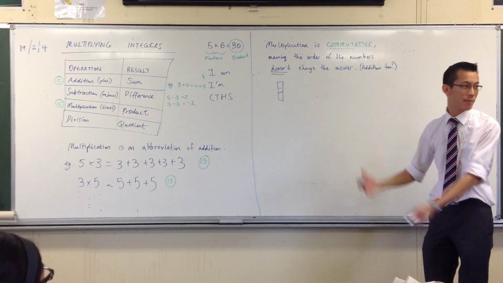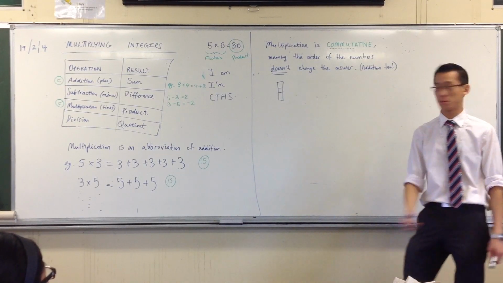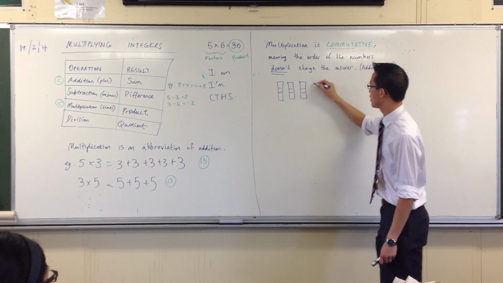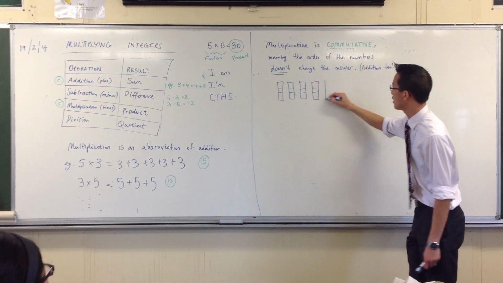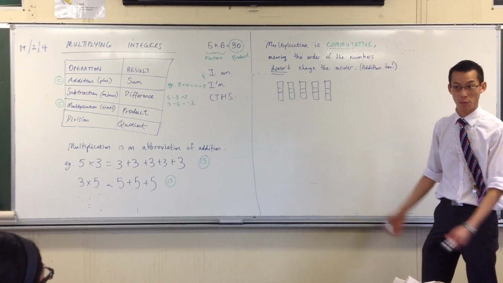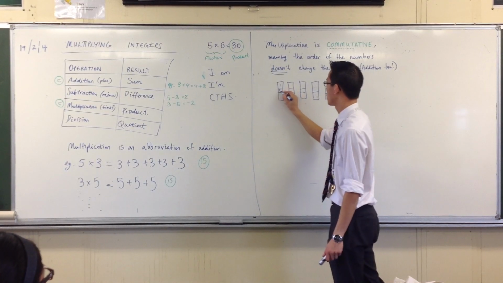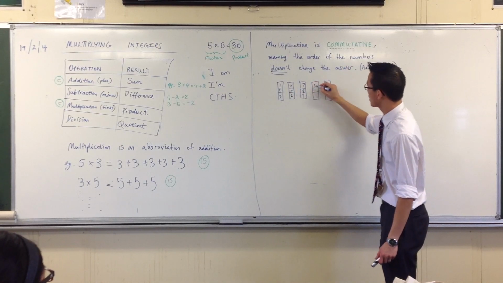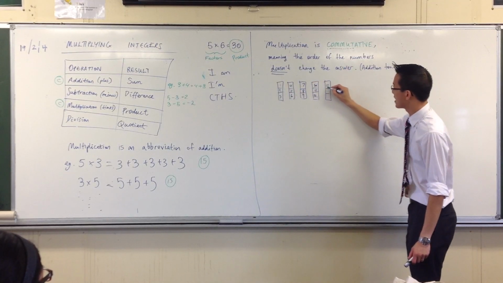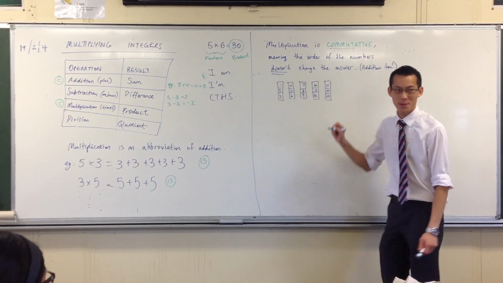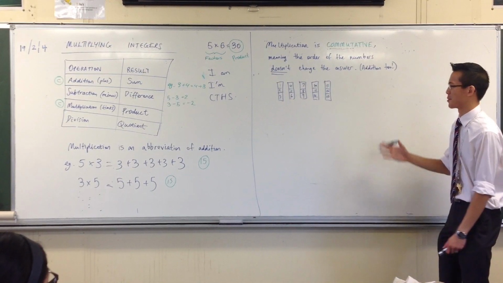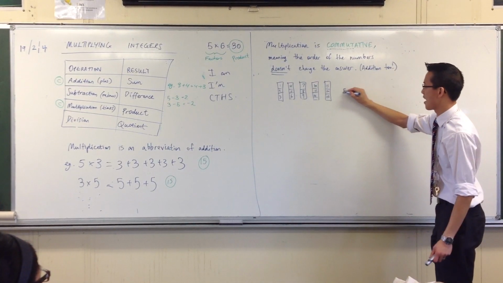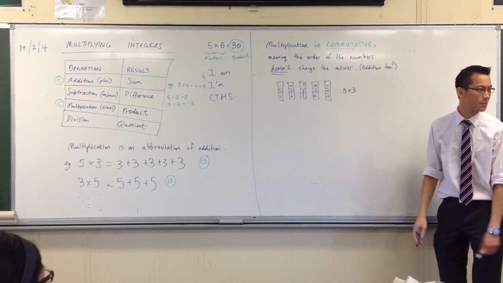I've got a block of 3. There's a group of 3. Now I want 5 of them, don't I? So I'll put another one here, another one here, another one here, and there's my last one. If we count them up, 1, 2, 3, 4, 5, 6, 7, 8, 9, 10, 11, 12, 13, 14, 15. That's a relief. You always want to make sure that you get your right answer at the end. So that is 5 times 3, 5 lots of 3.